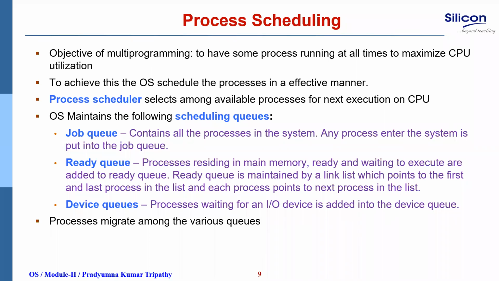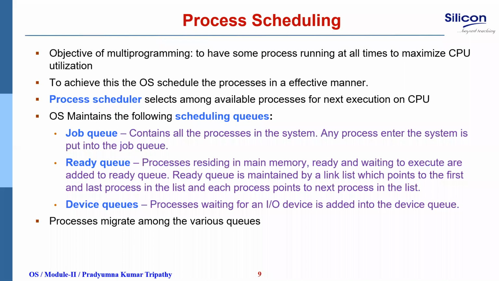There are several device queues. For each device, a queue is being maintained. Those are called device queues. Processes waiting for an IO device are added into a device queue.